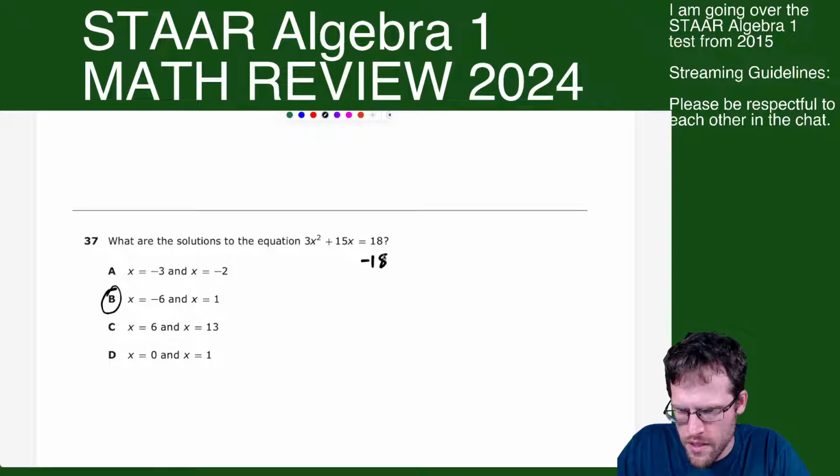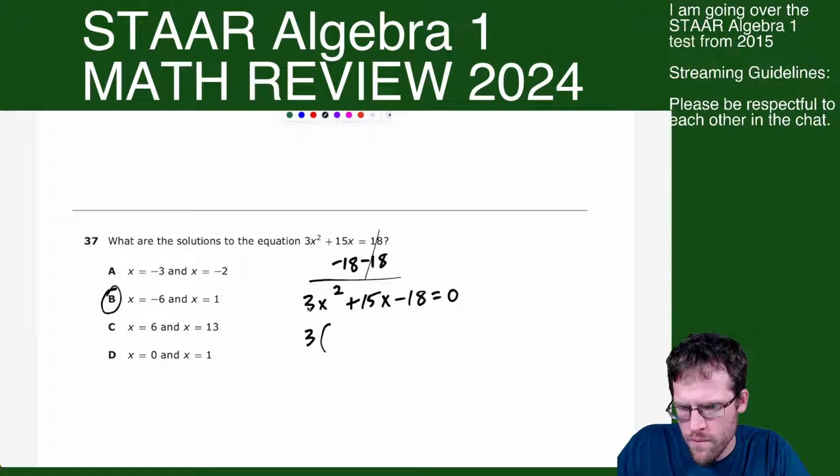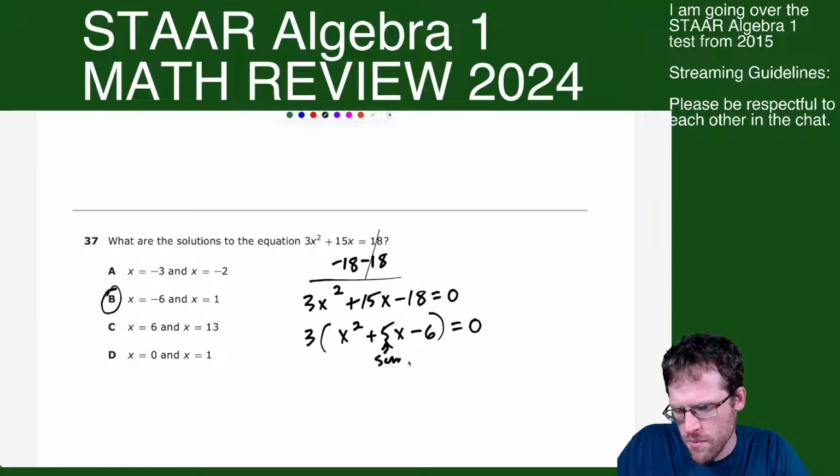I would subtract 18 on both sides. And I could use the AC method again, but here I notice that each term is divisible by 3. So in this case, I would prefer to just factor out a 3. If I divide everything by 3, I get x squared plus 15x divided by 3 is 5x. And then -18 over 3 is -6. And now two numbers that have a sum of 5 and a product of -6. So now we're factoring this quadratic.